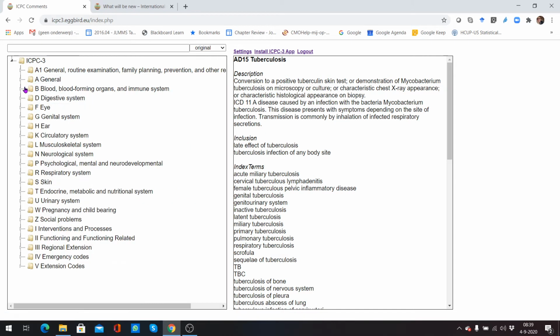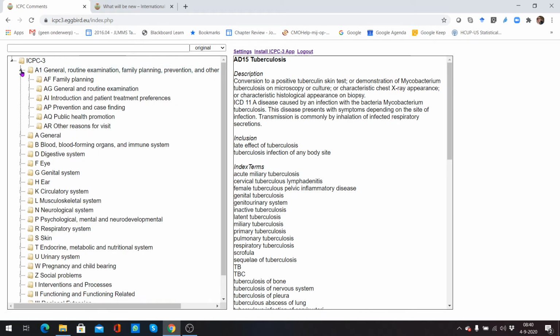Okay, we will now continue by looking at chapters that stand out from the more traditional chapters, the chapters that are organized and named according to localization. First, chapter A1. In this new chapter, we distinguish classes where there is no obvious health problem. The classes in this chapter are meant to define an episode of care. Interventions carried out in these episodes are to be coded with intervention codes in chapter A1.